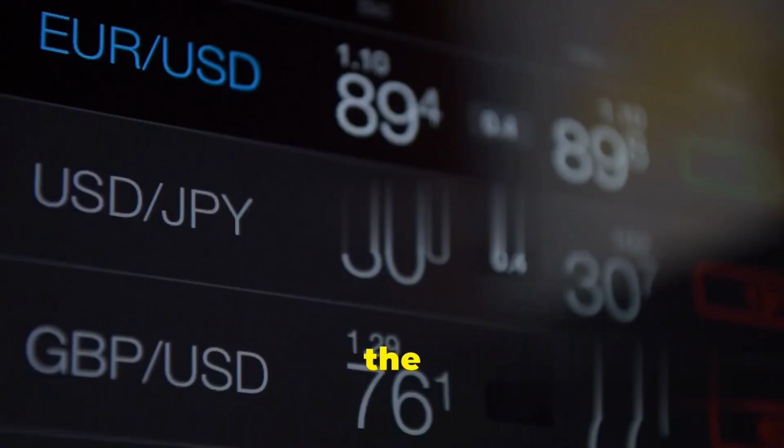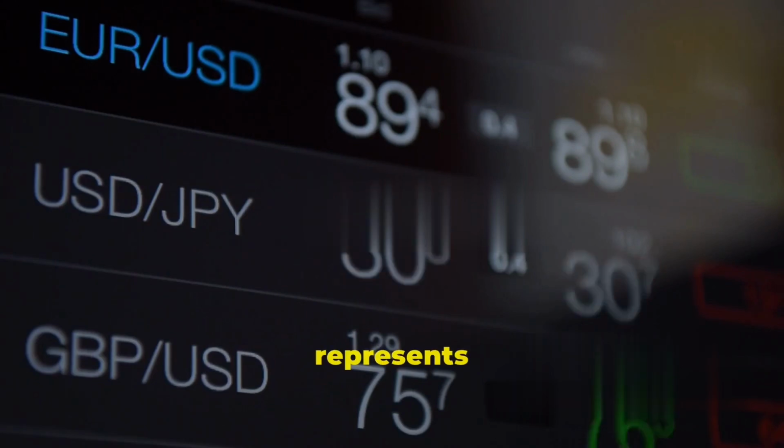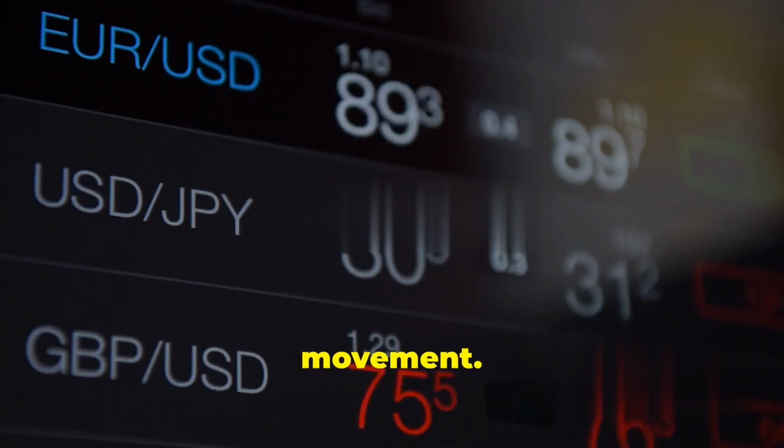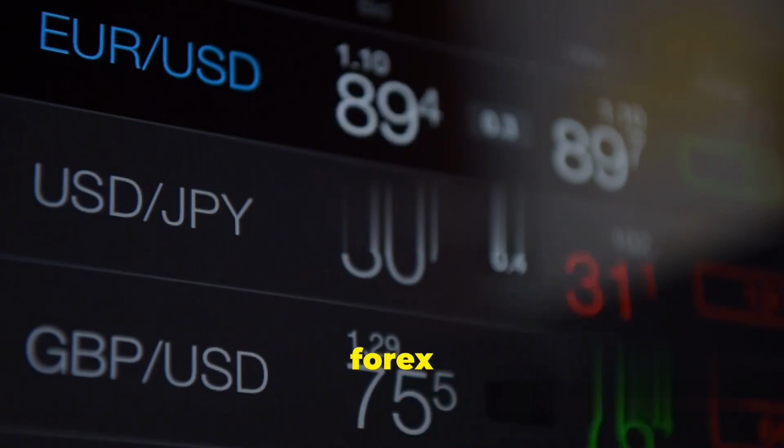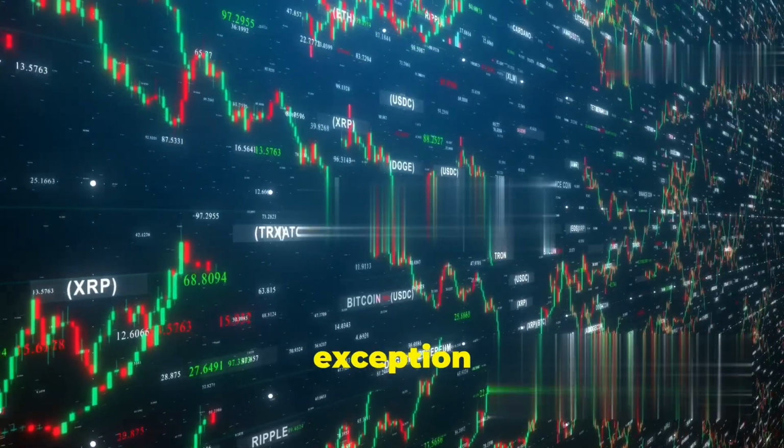For example, if the EUR-USD currency pair moves from 1.1050 to 1.1051, that represents a one-pip movement. Such movements are the bread and butter of Forex trading. However, there is an exception to this rule.